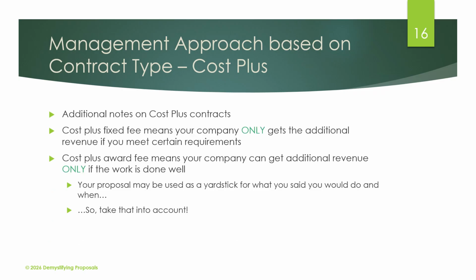Some additional notes when it comes to cost plus contracts. There's generally two kinds of cost plus contracts: cost plus fixed fee and cost plus award fee. Cost plus fixed fee means your company only gets that additional revenue, the fixed fee part of the contract type, if you meet certain requirements. Cost plus award fee means your company only gets that additional revenue if the work is done well and you have to document why you deserve your award fee.